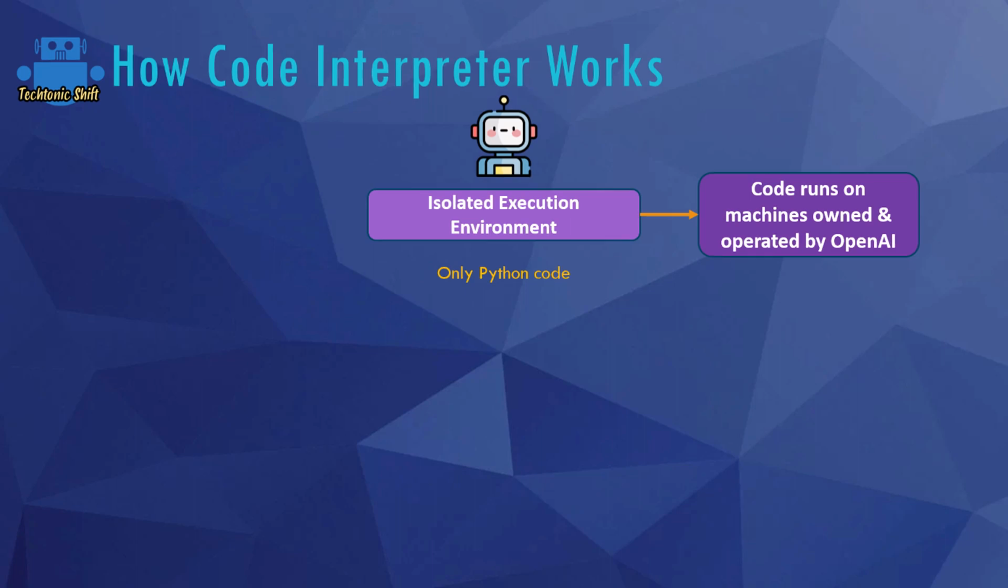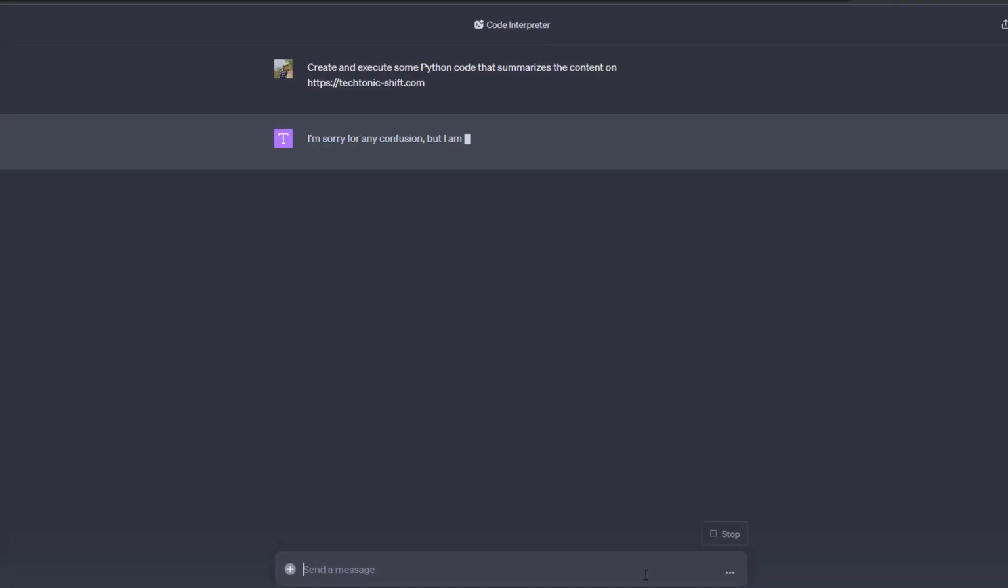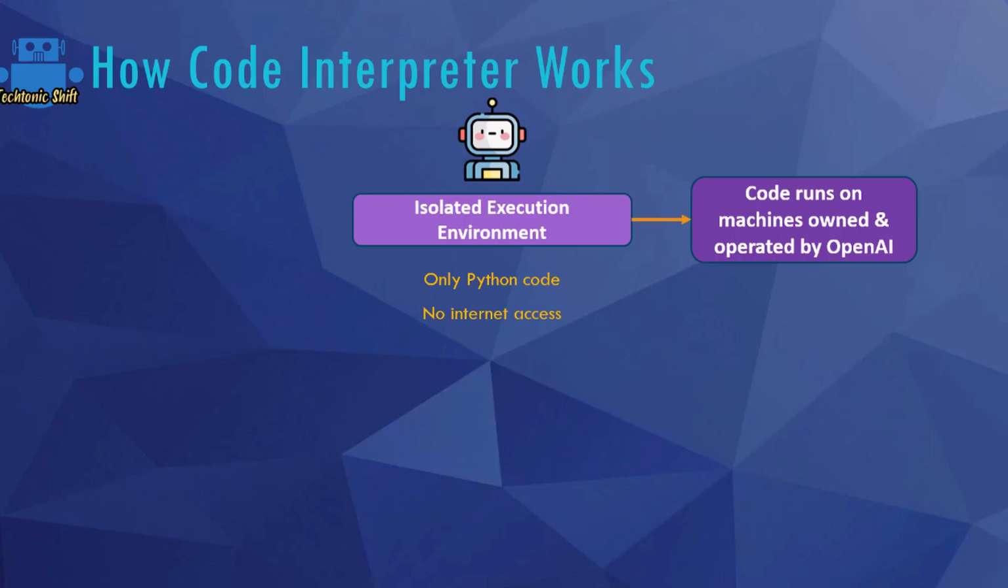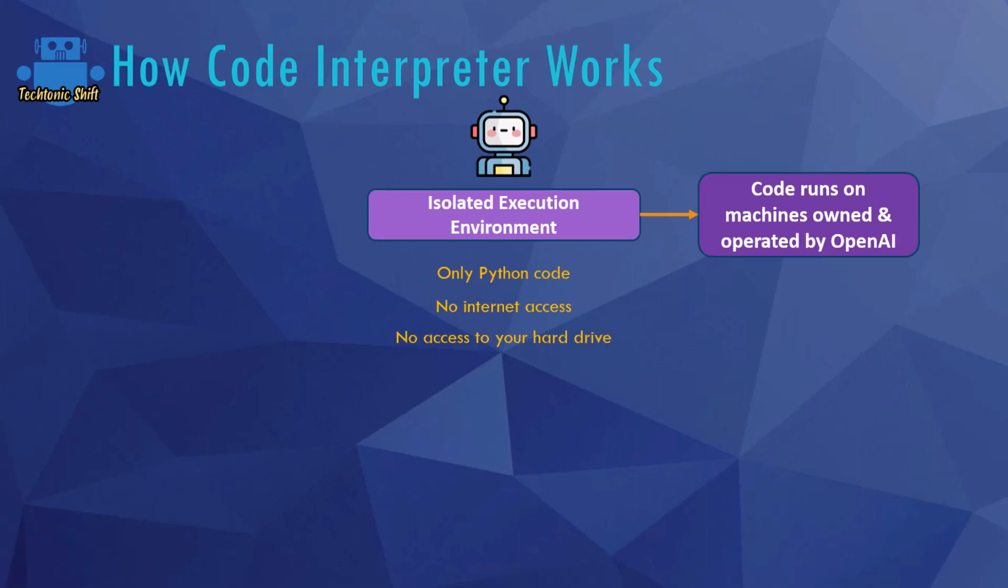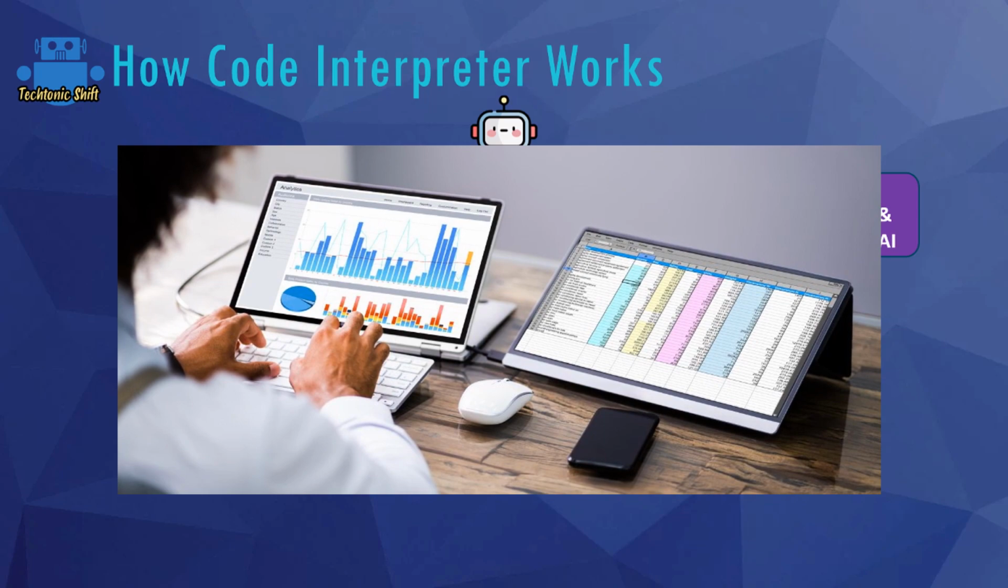In addition, the code that is being executed in that environment does not have internet access. So if you are trying to run some code that would need to reach out to the internet, for example, to crawl or summarize a website, that code would fail and would not work. In addition, this environment of course also has no access to your local hard drive, because as I just mentioned, that code is running on some machine owned and operated by OpenAI. It's not running on your system and it therefore doesn't have access to your system. So if you are trying to run some code that needs to work with data that's stored on your machine, that code also would fail.